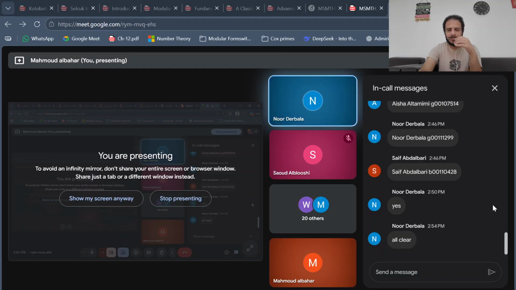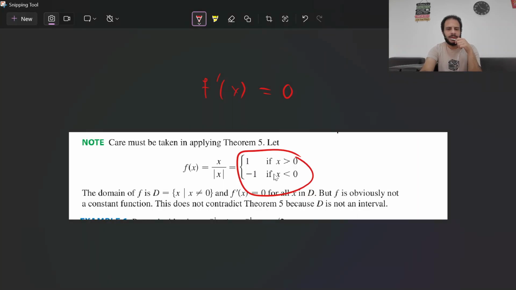Professor, what's the question? Is this function here constant? This function is 1 if x is greater than 0, minus 1 if x is less than 0. Is it constant? No. No, right? But the derivative equals 0. Does this contradict the theorem?